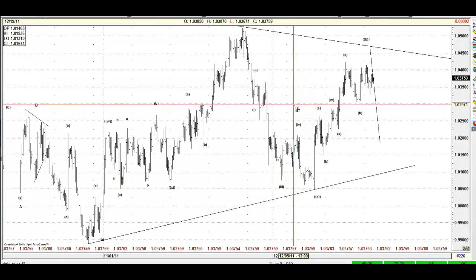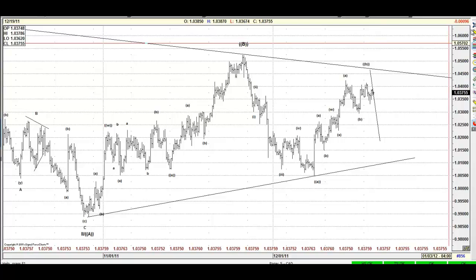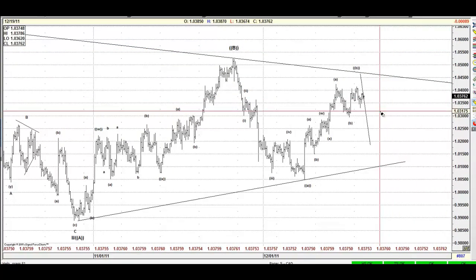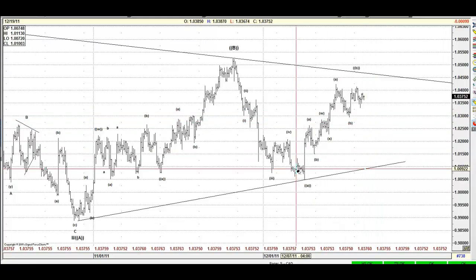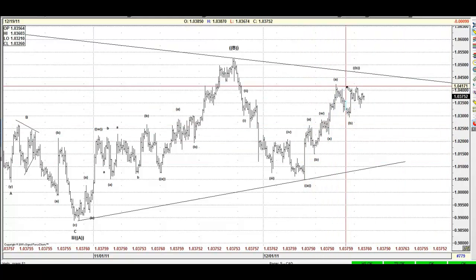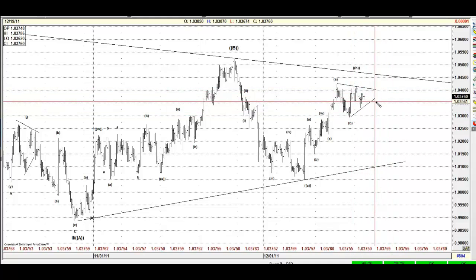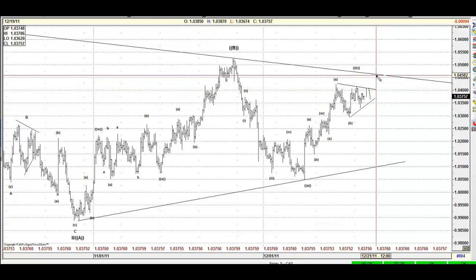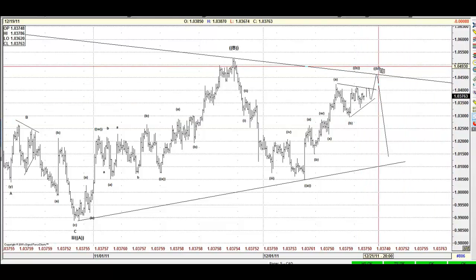What do we have on the CAD? A very interesting and intriguing proposition here. You can see the CAD in two ways. First, we've got ABC, WXY, ABC, and then possibly we're doing either a triangle here, B wave, where we're going to trade here, here, and here to test the trend line, gap fill in the short, and then lower.